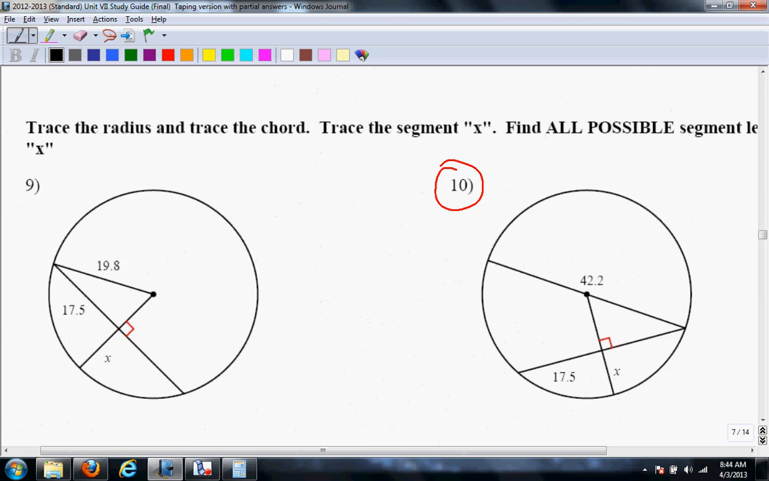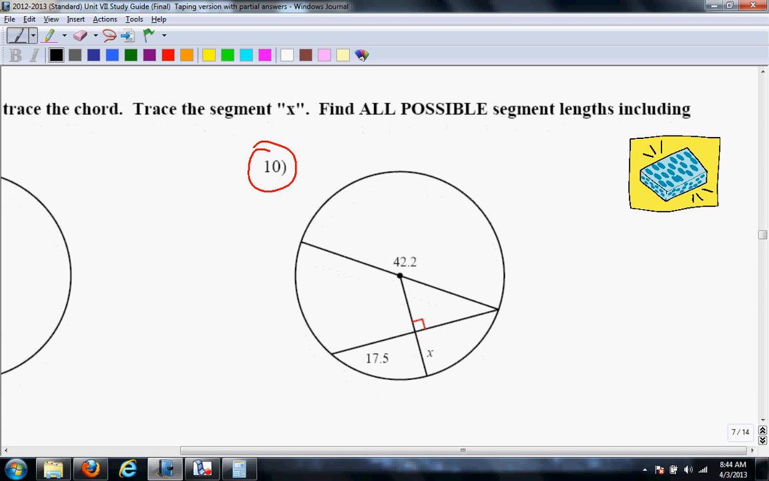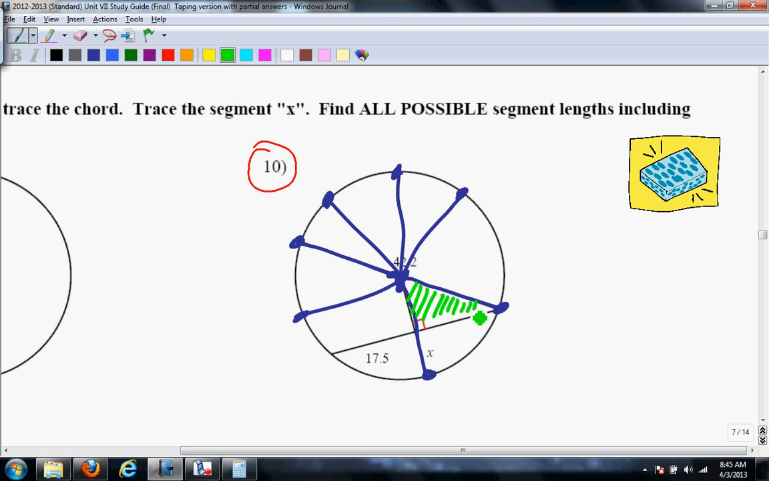Here it says trace the radius and trace the chord, trace segment x, find all possible segments and chords. Okay, so here, radius. Let's trace all radii. Radii go from center to edge. So center to edge, that's 1. Center to edge, that's 2. Center to edge, that's 3. Now we can always draw in extra radii. Keep that in mind. If you don't see a right triangle, you can always draw in extra radii. But we were lucky this time. We already have a right triangle right here for us, so we're going to stay focused just on that triangle.